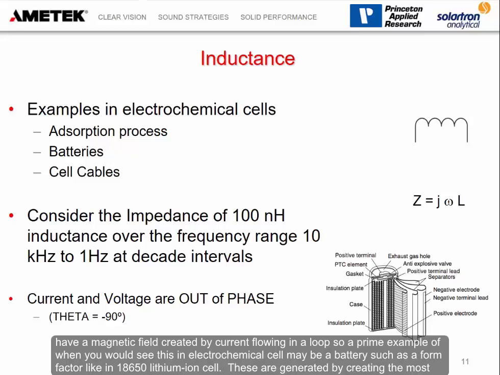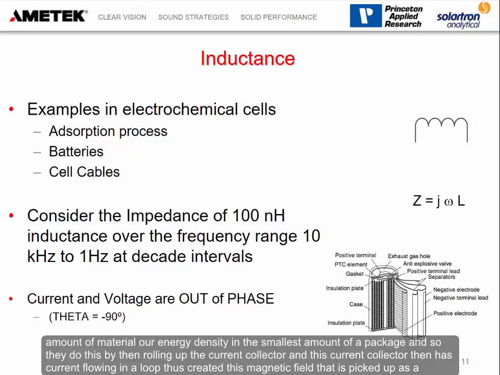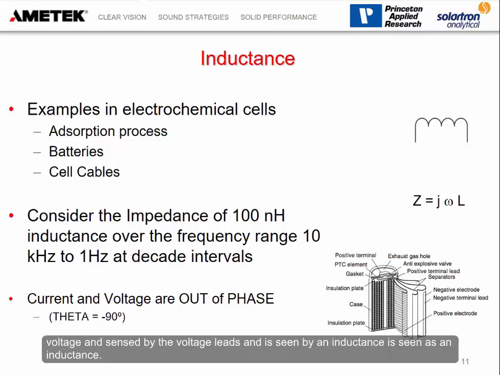These are generated by creating the most amount of material, energy density, in the smallest amount of package, and so they do this by rolling up the current collector, and this current collector then has current flowing in a loop, thus creating this magnetic field that gets picked up by the voltage and sensed by the voltage leads, and is seen by an inductance. It's seen as an inductance.